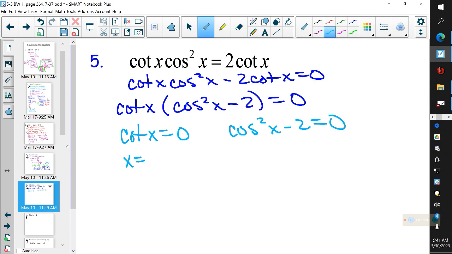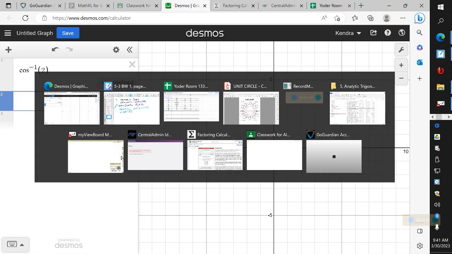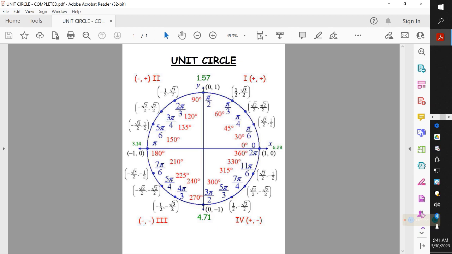And so x is equal to the cotangent inverse of 0. So understand that cotangent is x over y. So in your head, your brain needs to be saying, hey, cotangent is equal to your x value over your y value. So where on my unit circle is my x value going to be a 0? So if I'm looking for when my x value is a 0, that's going to be at pi over 2 and at 3 pi over 2. Yes?